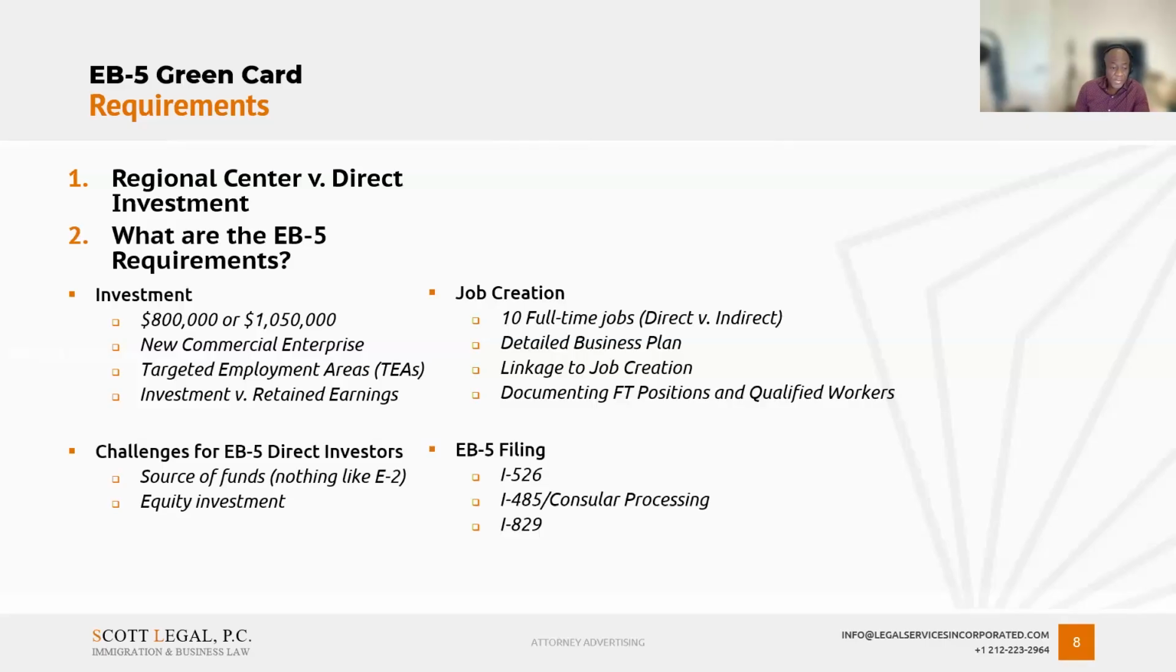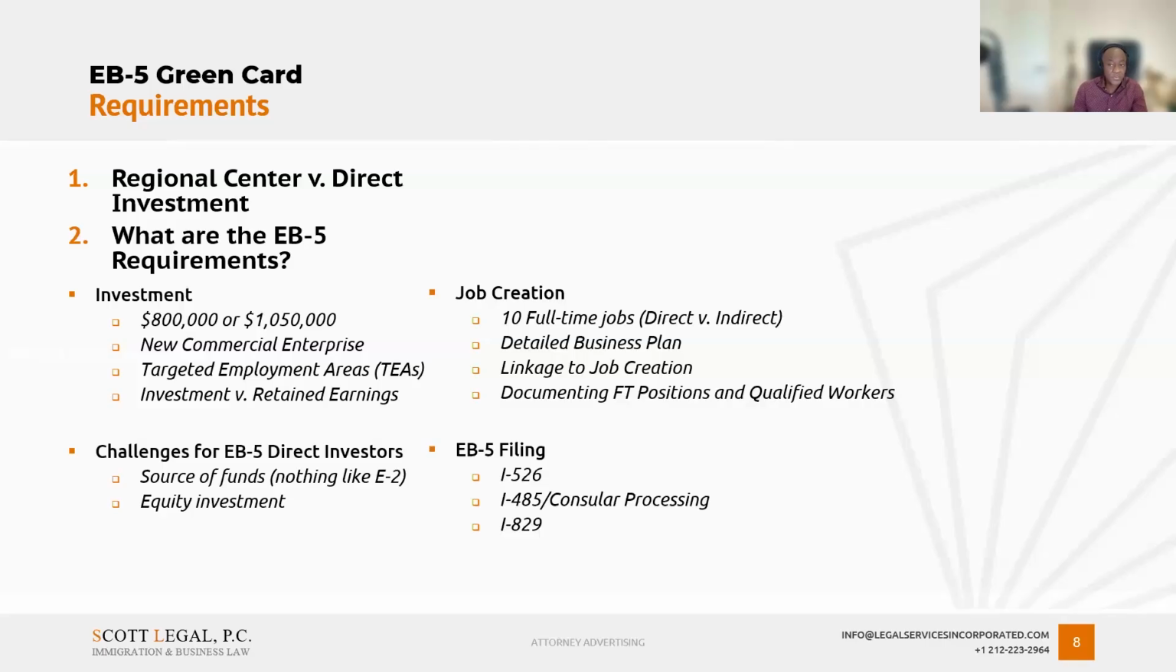At the crux of it, there are two main requirements. The first being that you have to invest 800,000 or 1,050,000 in a business, in a new commercial enterprise. The amount that you're going to invest is going to depend on where the business is located. If the business is located in an area that has higher unemployment, it's going to be the lower amount. If it's in an area that's rural, it's going to be a lower amount, and then everything else is going to be the higher amount. The second big part of the program is job creation. You have to invest the money. That's part one, and then the second part is that you have to create 10 full-time jobs. So those are at the crux of this particular category. That's what has to happen.